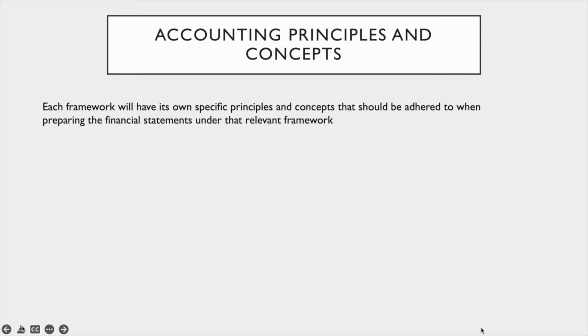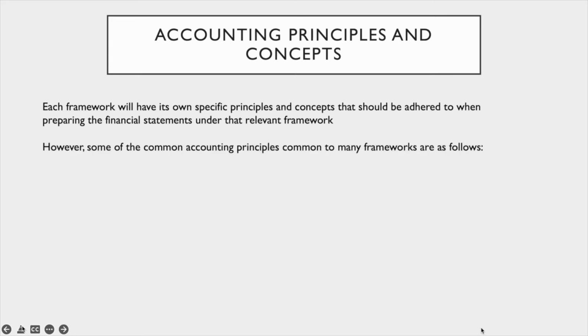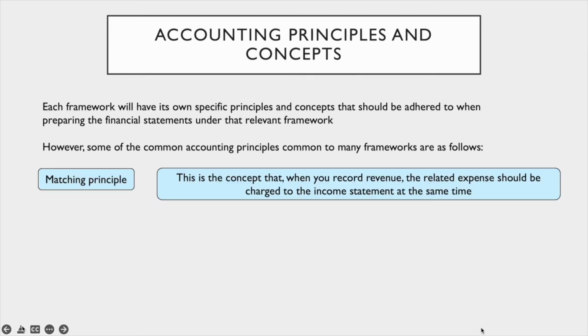Each framework will have its own specific principles and concepts that should be adhered to when preparing the financial statements under that relevant framework. However, some of the accounting principles common to many of the frameworks are as follows. The first one is the matching principle. This concept is that when revenue is recorded, the related expense should be charged to the income statement at the same time. So the expense that is incurred in earning that revenue should be recognised at the same time as when the revenue is recorded. We'll go through an example of that just to demonstrate that principle.